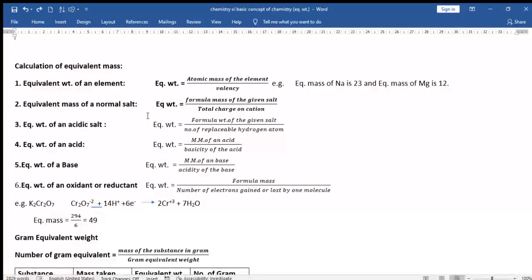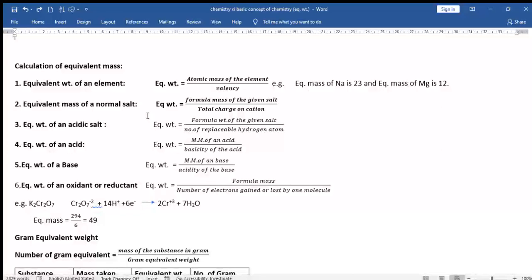Another example is calcium chloride. If we have to find out the equivalent mass of calcium chloride, we write down the formula mass of calcium chloride, CaCl2, divided by the total charge. Calcium carries 2 positive charge, so we have to write down 2. Now I think it is clear to you.